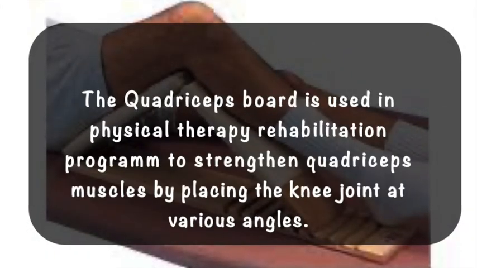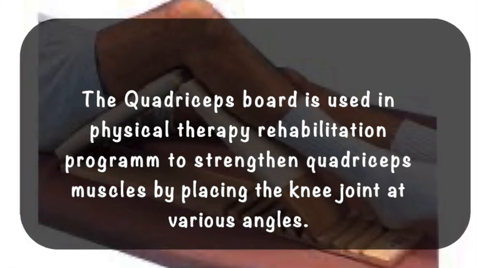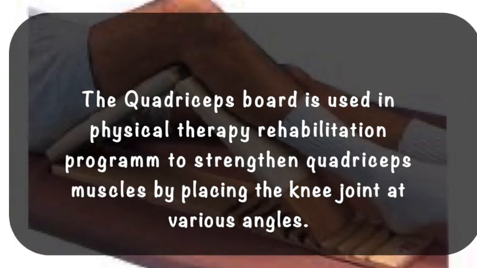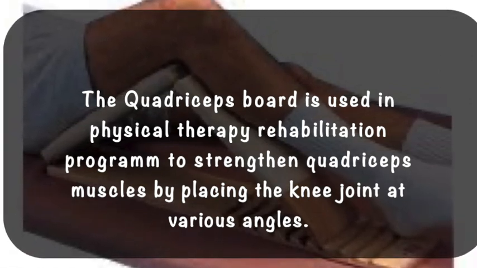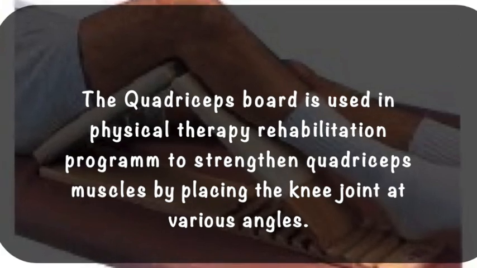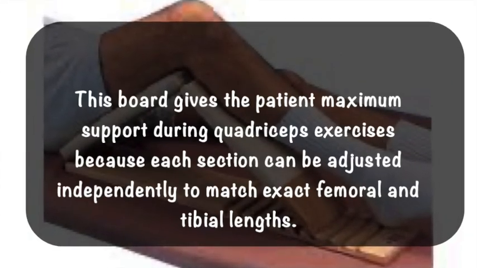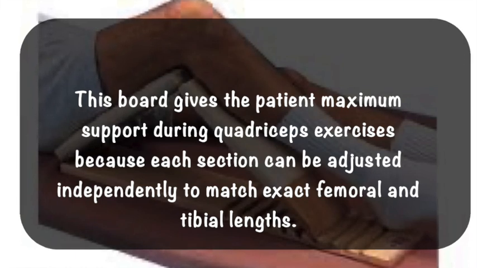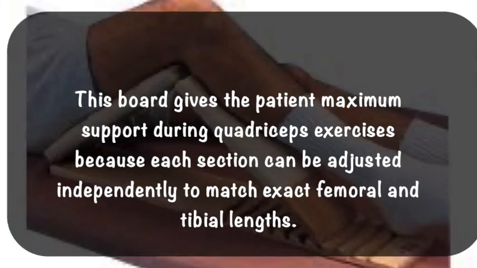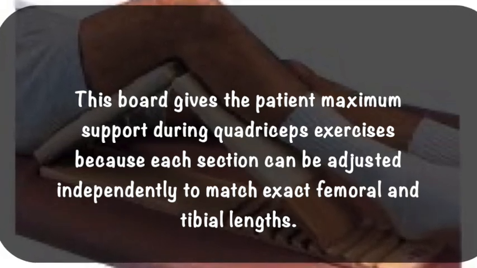The quadriceps board is used in a physical therapy rehabilitation program to strengthen quadriceps muscle. This is done by placing the knee joint at various angles over the quadriceps board and asking the patient to perform knee extension movement. This board gives the patient maximum support during quadriceps exercises because each section can be adjusted independently to match exact femoral and tibial length.